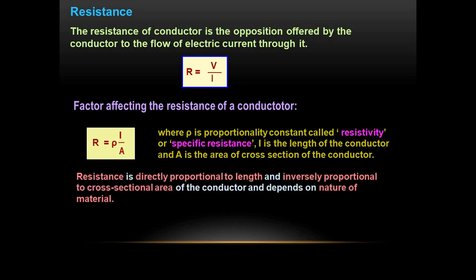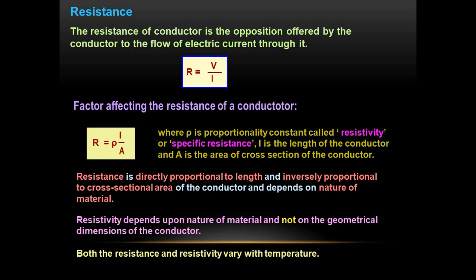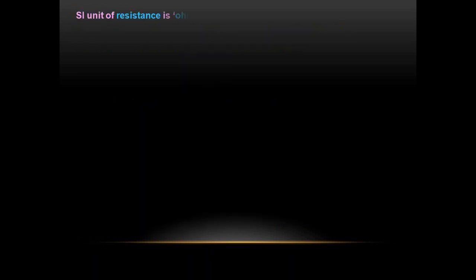Then resistance is directly proportional to the length and inversely proportional to the cross-sectional area of the conductor, and depends upon the nature of the material also. So resistivity depends upon the nature of the material alone and not on the geometrical dimensions of the conductor. Both the resistance and resistivity vary with temperature.